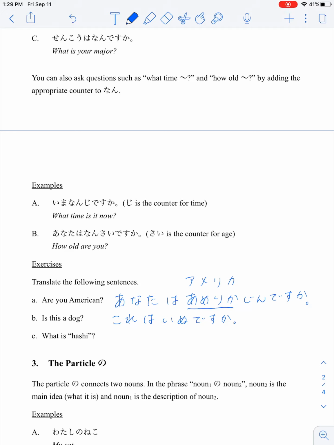Alright, next. What is hashi? Here we have the word what, nan. So we need to flip the order and it will be hashi wa nan desu ka? Hashi wa nan desu ka? Hashi is chopsticks.